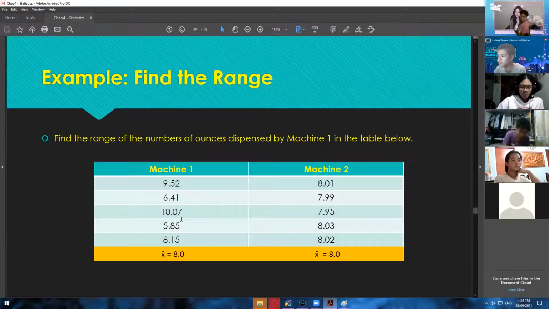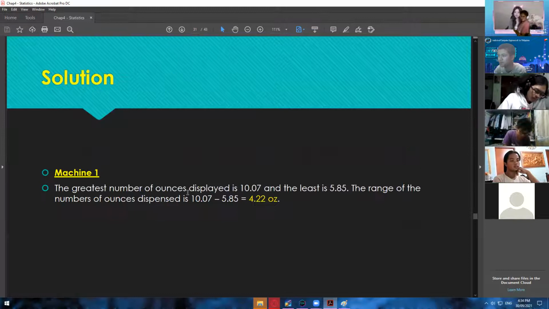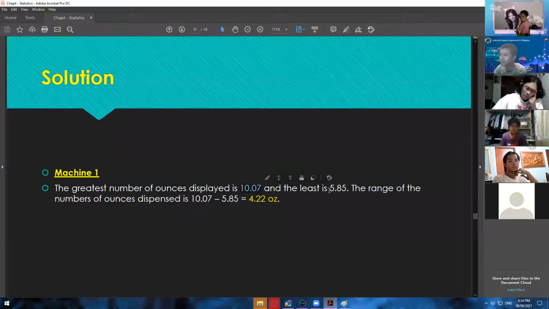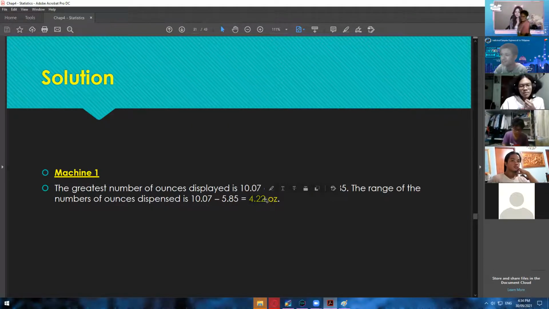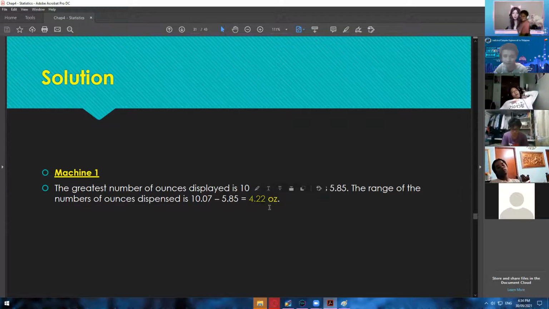So if we are going to get the range of machine number 1, the highest is 10.07, and the lowest is 5.85. So just do the math, and it will give us a result of 4.22 ounces. Meaning this kind of range is a little bit alarming already, since we have this kind of error, which is 4.22 ounces.